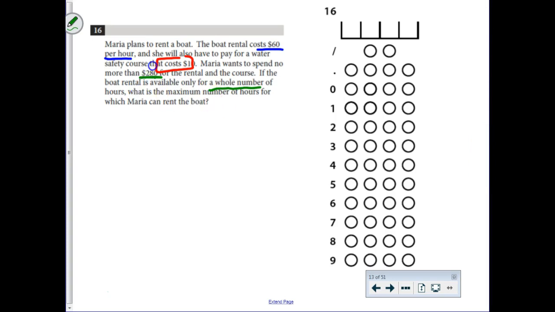So this is her limit, right? 280. She has to pay for this $10 thing, so get that out of there. Now she's down to 270. And then remember, this was a no calculator test, so usually the first thing kids do is reach for their calculator. You can't. So 270 divided by 60.